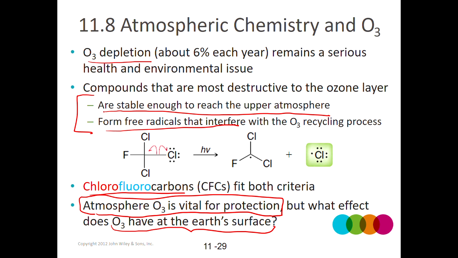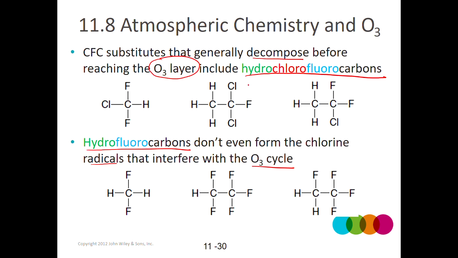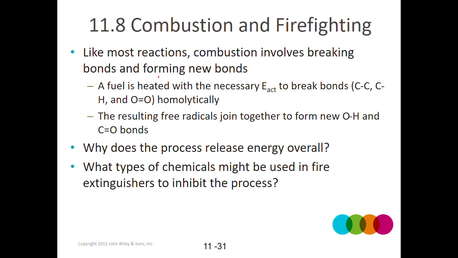So either they're so stable that they don't break up to produce radicals, or it'd be better if they were especially unstable, so when they do produce radicals, they produce them right away rather than going up to the ozone layer and messing around with that cycle. So that's another topic you want to be aware of.